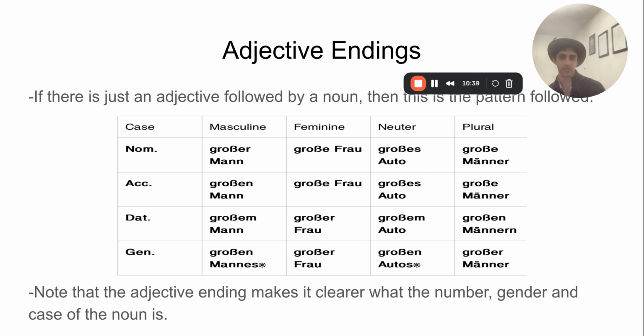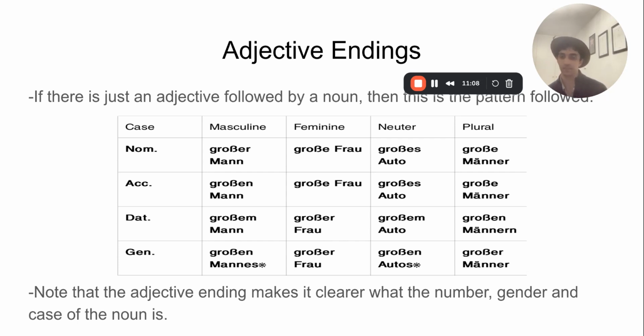If you can understand the concepts, though, and the reasoning behind it, that makes a big difference. And then it's just a case of trying to remember the patterns as much as you can. But I will try and break that down as simply as possible. So the first pattern that we're going to look at is when there is just an adjective followed by a noun. So there's no word for the or an or anything in front of the adjective. It's simply an adjective, then a noun.